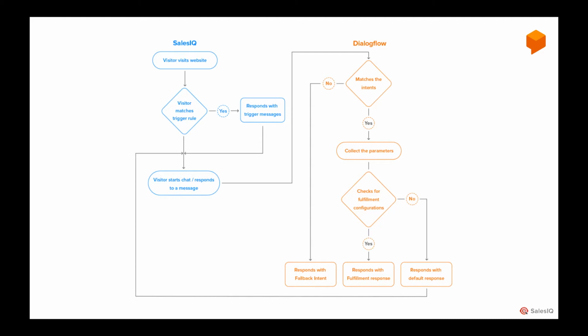When the intents match, Dialogflow will start collecting the missing parameters and then it will start checking for fulfillment configurations. In case the intents do not match, Dialogflow will respond with a fallback intent. Then following this, the fulfillment scripts will be executed inside Dialogflow and the responses are returned to the Zobot to be displayed inside the chat window to your website visitor.